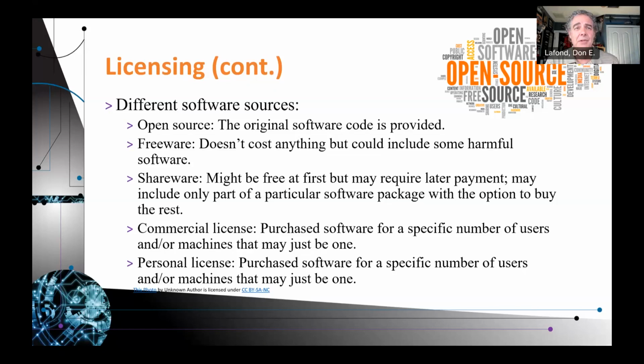Make sure you have a commercial license, at least a personal license, for the software that you personally use on your computer at home. And if you're able to install it on multiple computers and you get permission to install it on your work computer, you need the license that you paid for that version of the software on your work computer. Freeware doesn't cost anything, but could include harmful software. Shareware might be free at first, but then require a payment later. It may include only part of the software.